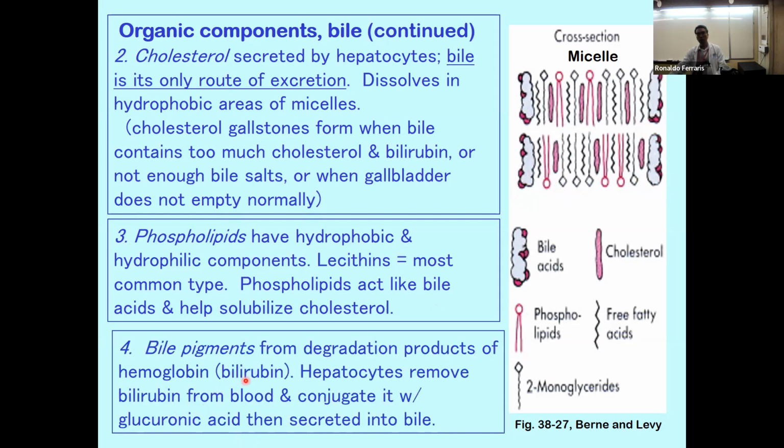Then we have bile pigments, which are the degradation products of hemoglobin. This is mainly bilirubin. What hepatocytes do is remove bilirubin from the blood, conjugate it, and secrete it into bile. We, of course, don't have time to discuss this in detail. That's why if you have issues with your liver, you get jaundice, which is mainly your skin turning yellow.